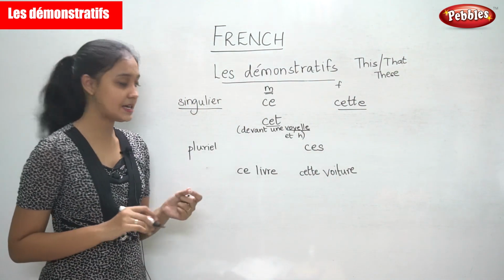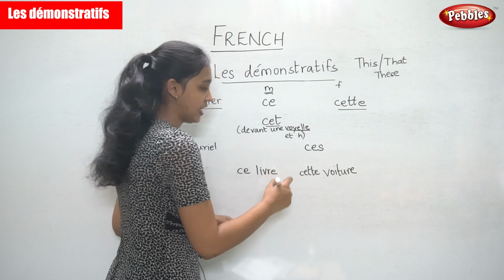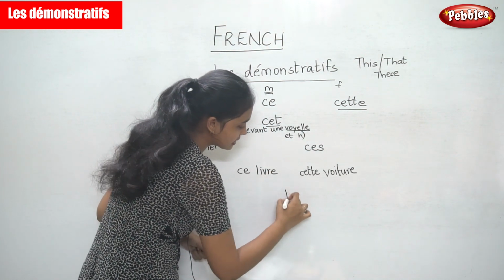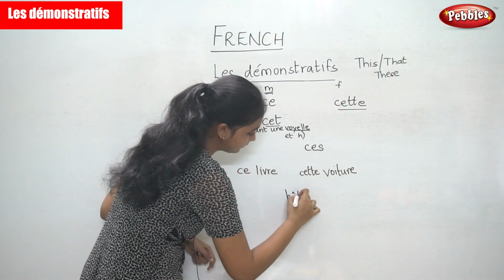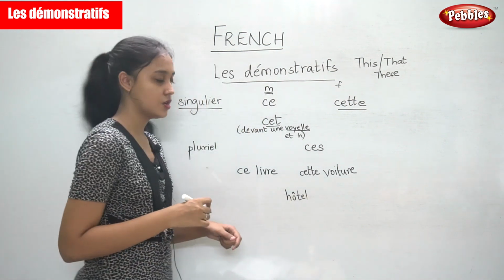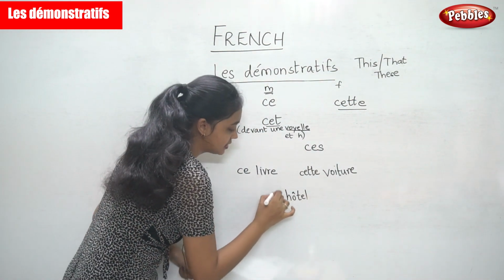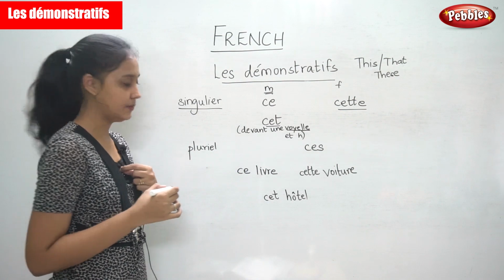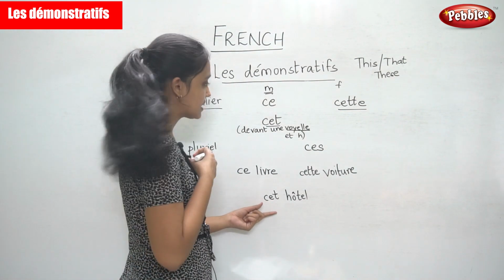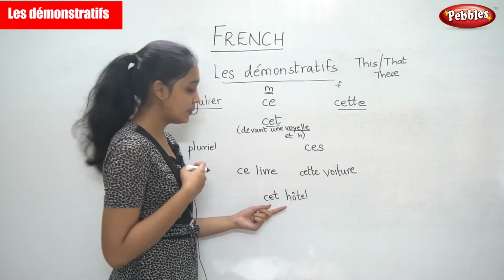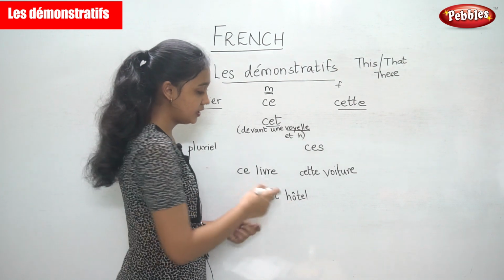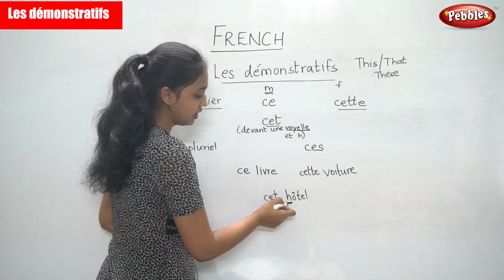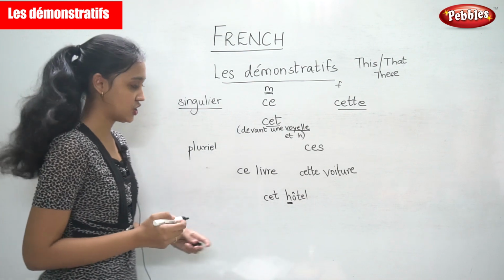Now let us take an example of something beginning with a vowel or a h mute. For example, hotel. So in this case you would write cet hotel. So why did we use this? Because the noun begins with either a vowel or in this case it is a h.